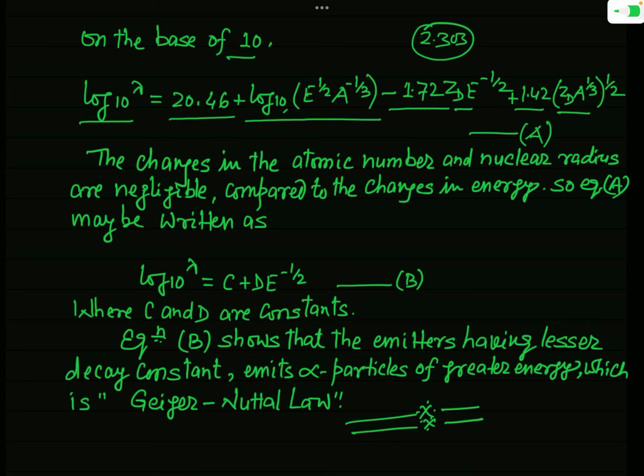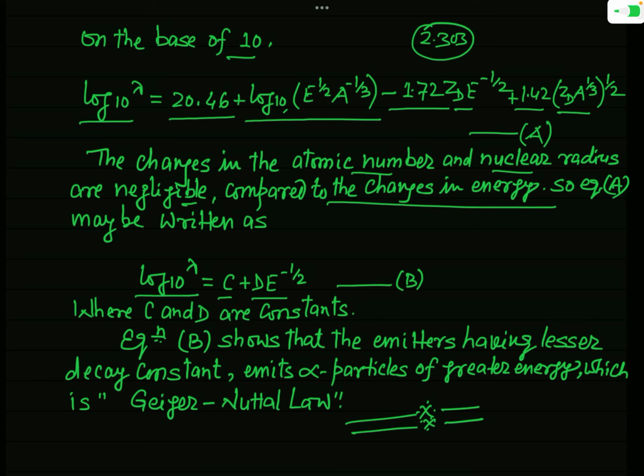Now, you should remember that the changes in atomic number and nuclear radius are in fact very small. It is negligible compared to the changes in energy. So this expression A can be approximated like this: log lambda to the base 10 equal to C plus D e to the power minus half.